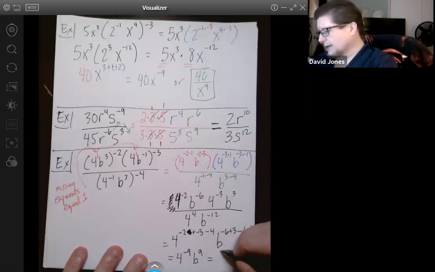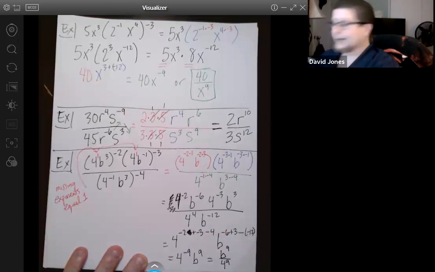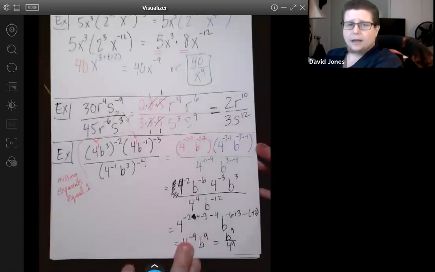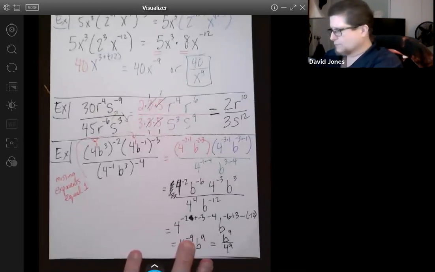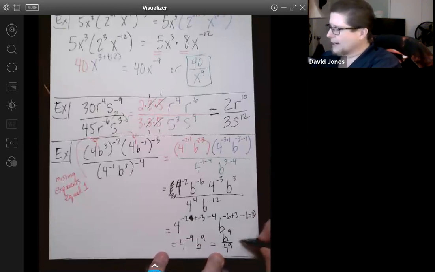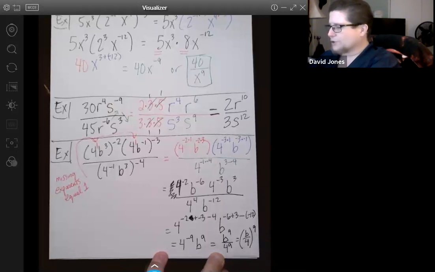And when I rewrite that, I can put the 4 to the negative 9th on bottom. That's b to the 9th over 4 to the 9th power, which is probably how you need to leave it for math lab. I just did want to point out this is also b over 4 to the 9th power, like that.